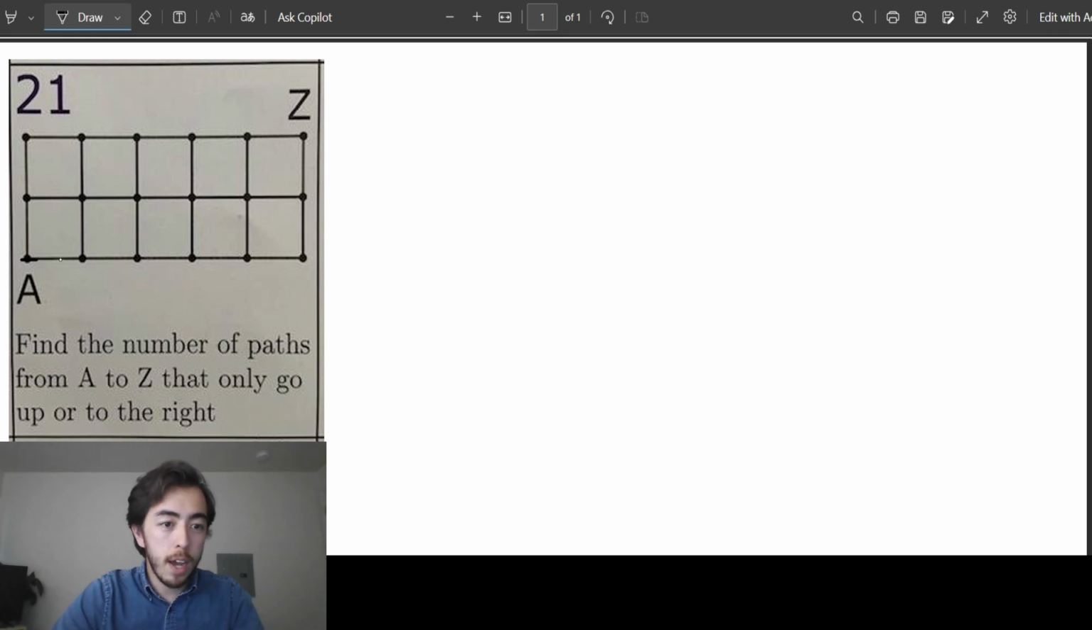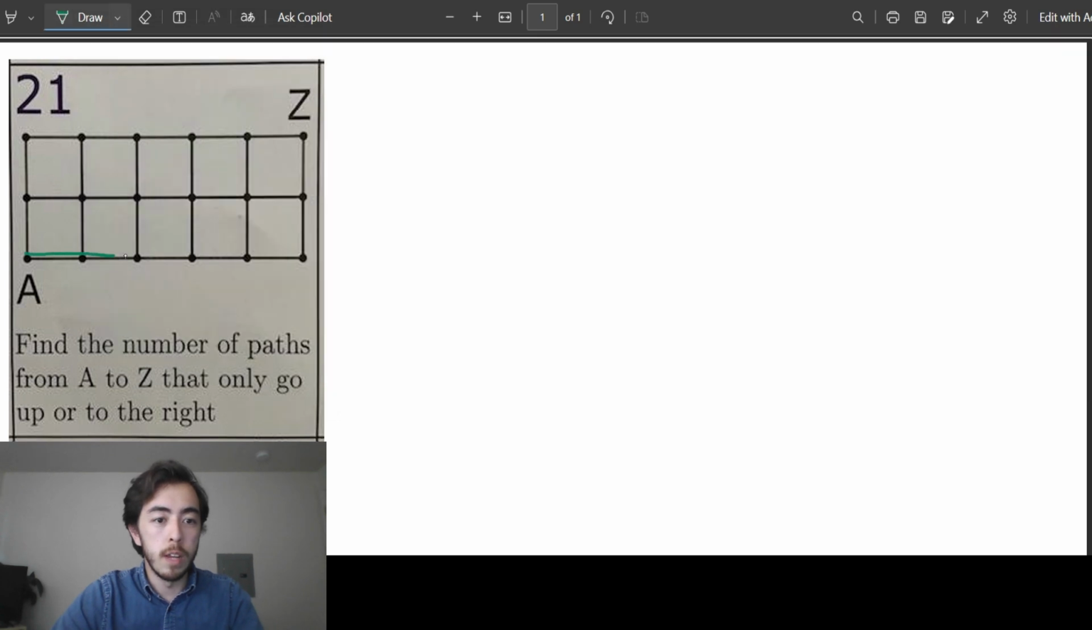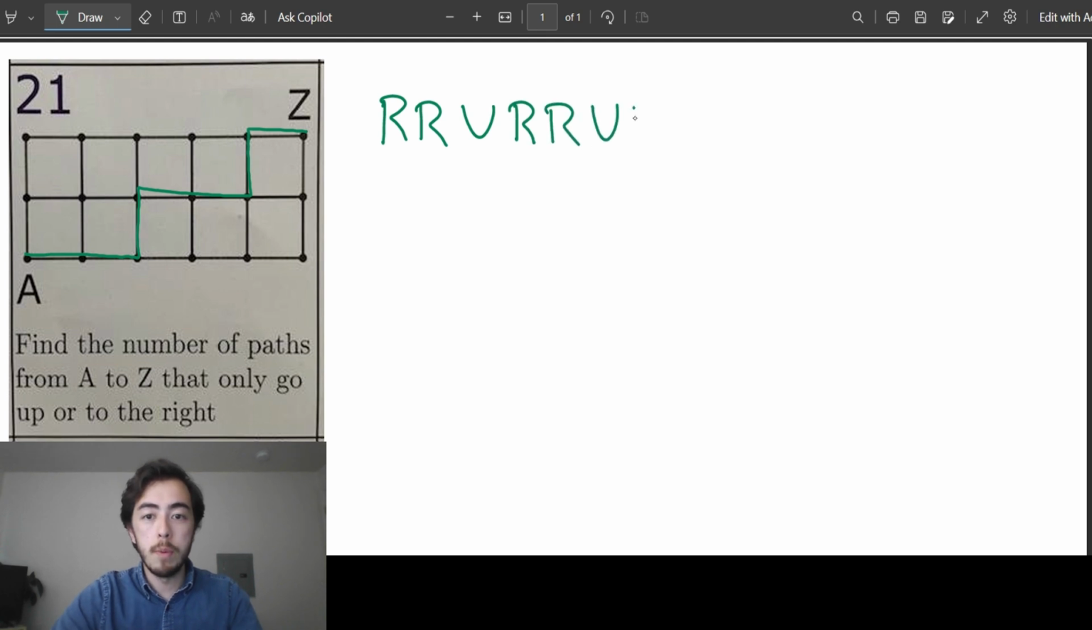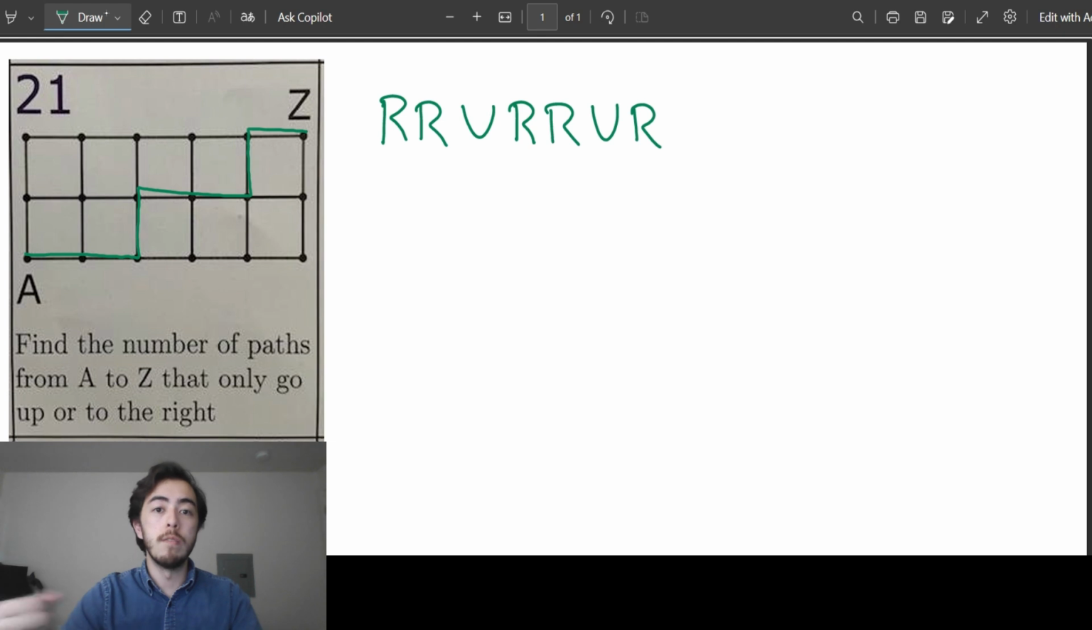So let's bring it back to actually two different examples. Let's go maybe right, right, up, right, up, right. I can rewrite this path as a series of R's and U's to represent which way I'm going at every step. So for example, I went right, then I went up, I went right two more times in a row again, then I went up, and then I went right one final time. So this string of characters of R's and U's denotes one valid path to go from A to Z.